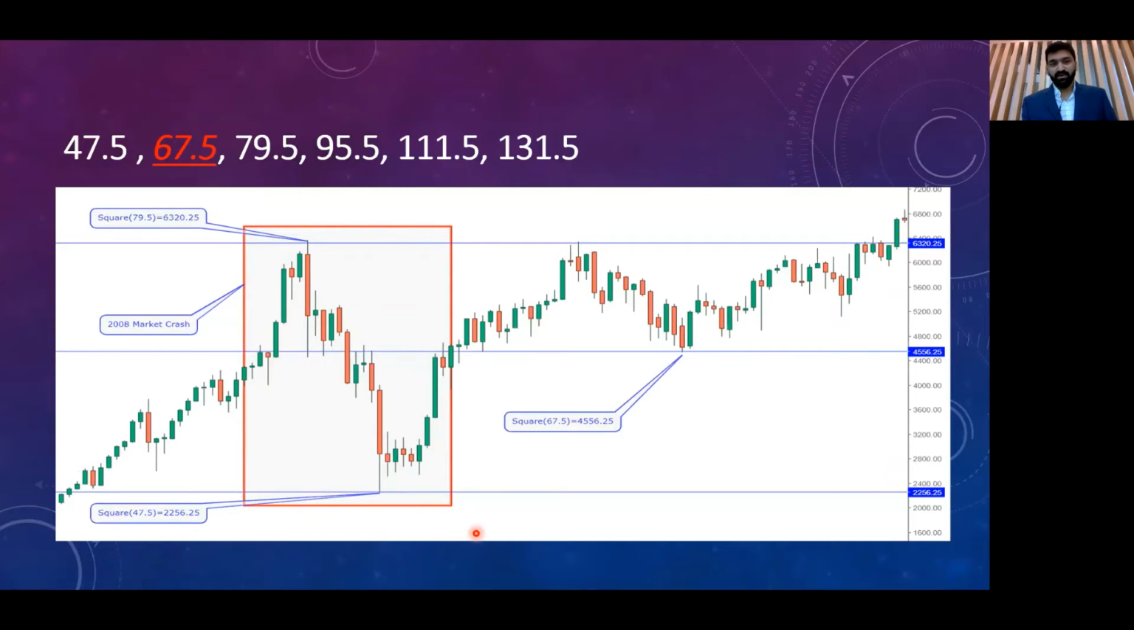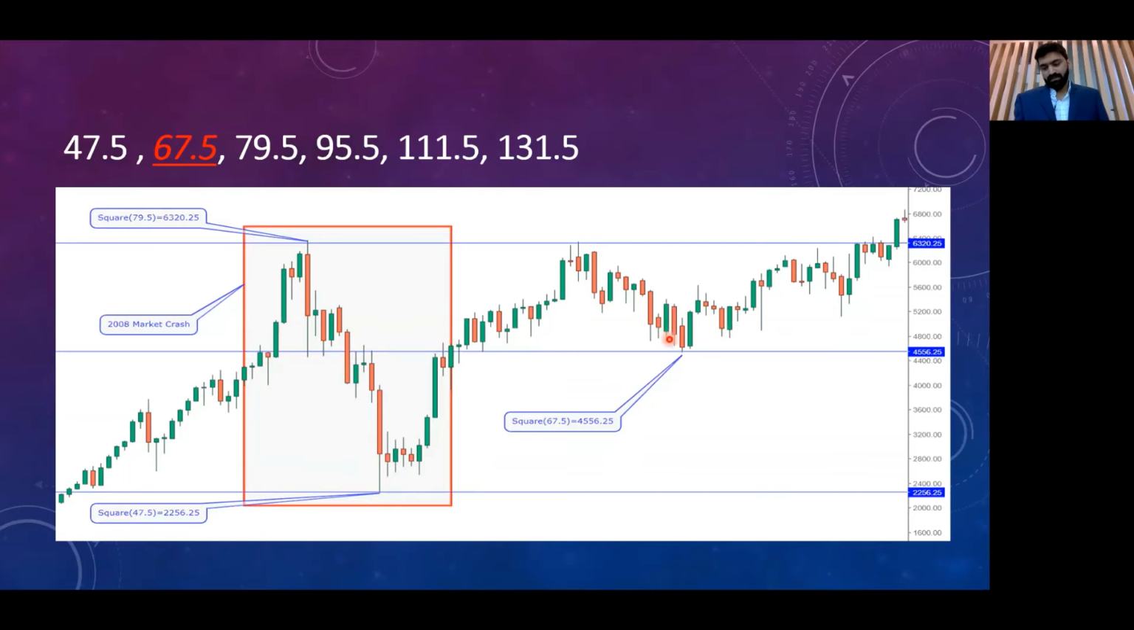67.5. Let's square this number. 4556 is what we get. Now, it has two significances. One is when the crash was happening in 2008, this level of 4556 worked as a parity. So it was trying to hold this level for some bit of time, but then it came down crashing below that level. That became resistance. It attempted to break past that level a couple of times, failed to do so, and the market came crashing down to 2253, right?